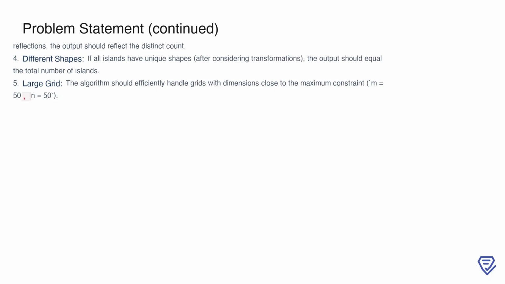Some important edge cases to consider include when the grid contains only water, resulting in an output of 0, or when there's exactly one island, which would always give an output of 1 regardless of the island's shape. If there are multiple identical islands, their transformations must be accounted for to avoid double counting. On the other hand, if all islands have unique shapes, the output will simply be the total number of islands. Lastly, the algorithm must be efficient enough to handle large grids near the maximum constraint of 50x50.